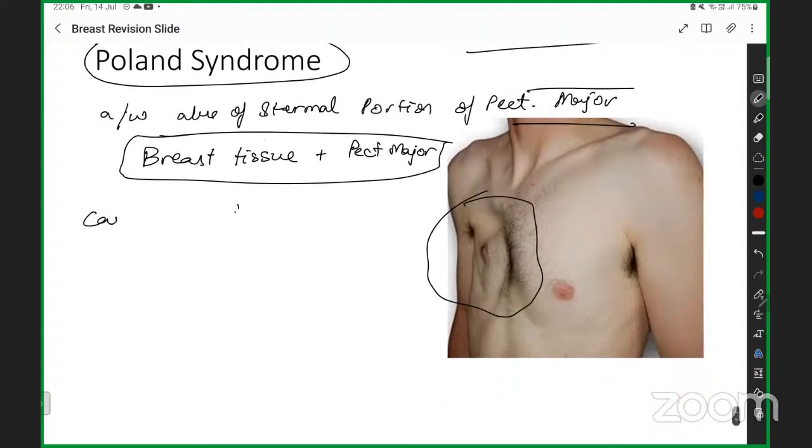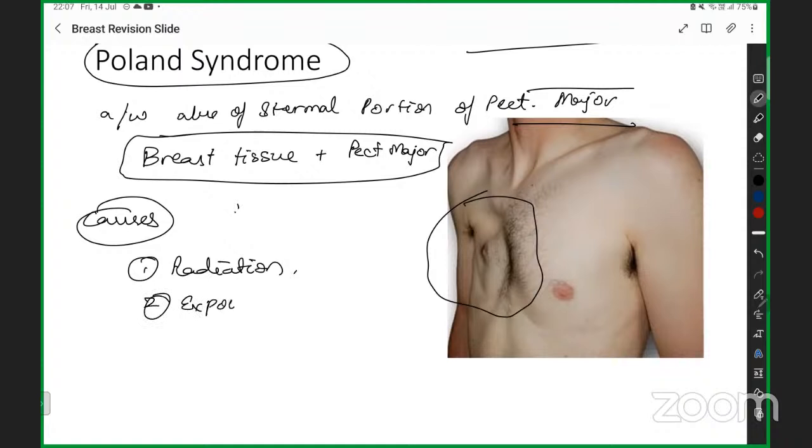So what are the causes? Remember, the causes are: number one, any radiation history. Number two, previous excision, exposure to radiation, excision of any mass. A misdiagnosed mass: a surgeon diagnoses it as a breast mass, but unfortunately that was a breast bud. So there is excision of a misdiagnosed breast mass, which was actually the breast bud.